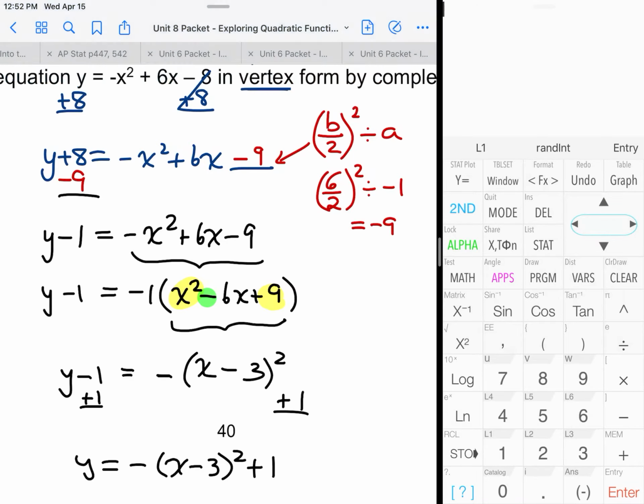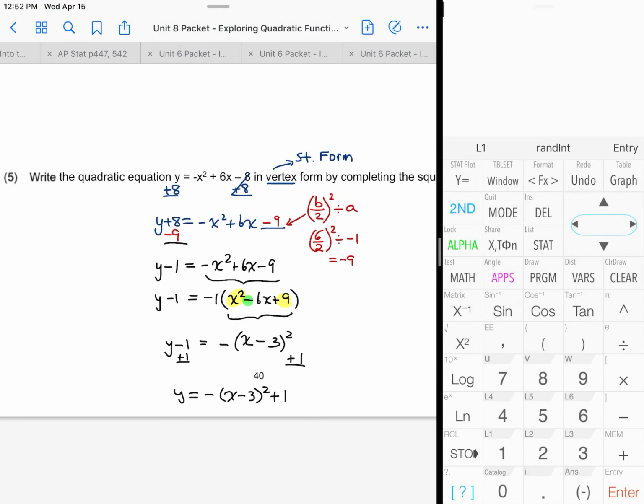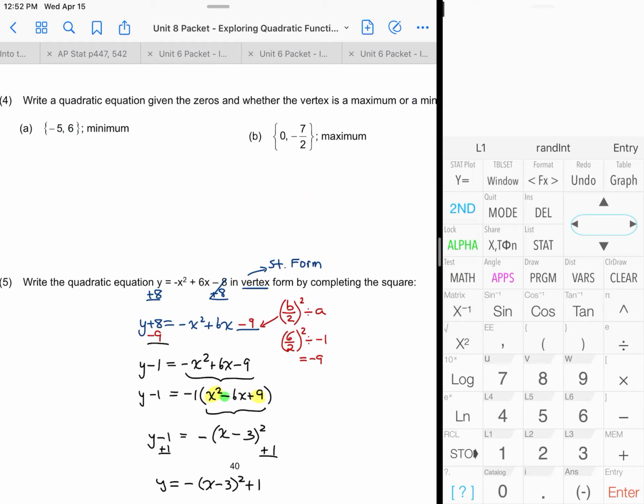All right, so that's the vertex or standard form. That's the only thing the question was asking us to do. Write the equation in vertex form by completing the square. All right, so mission accomplished. Now, had it asked us to find the vertex, we'd have to take it a step further, but it didn't. So I don't want to confuse people by making them think that there needs to be more work than there really is.